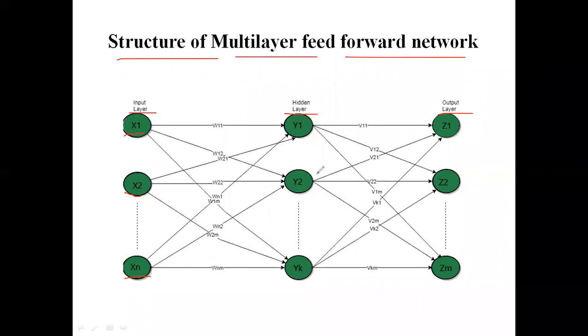After that, the hidden layer. Hidden layer nodes or neurons are represented by y1, y2, up to yk. And the third one is the output layer. The output layer neurons are z1, z2, up to zm.